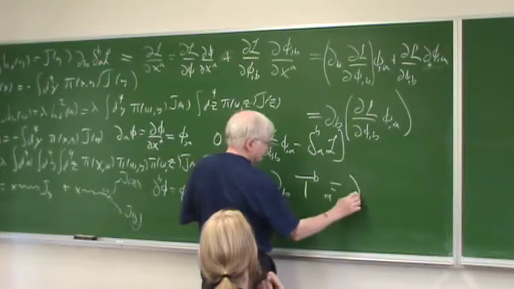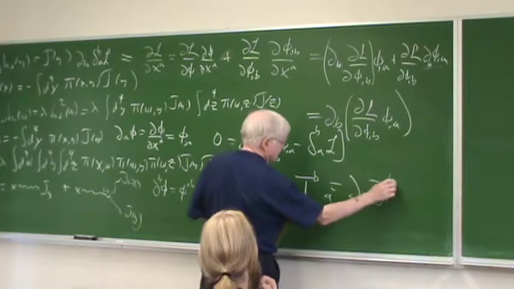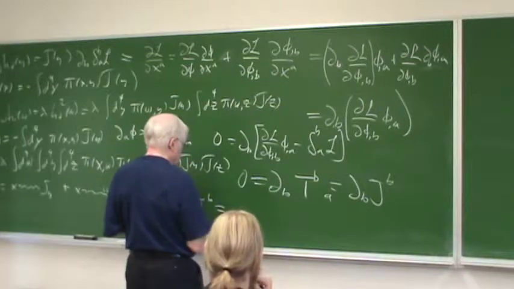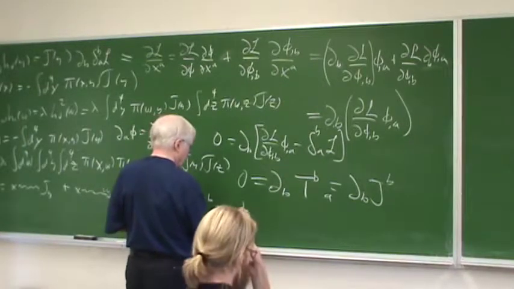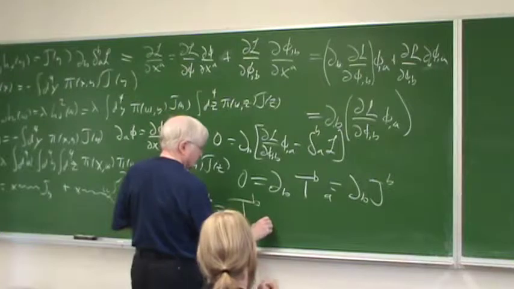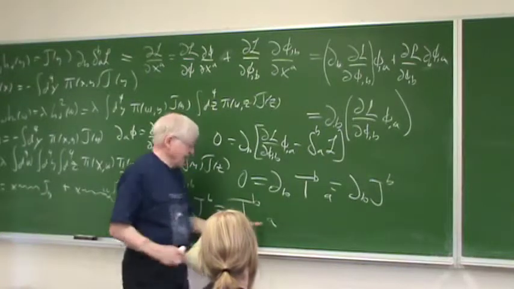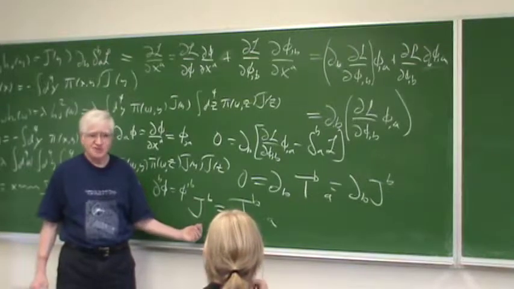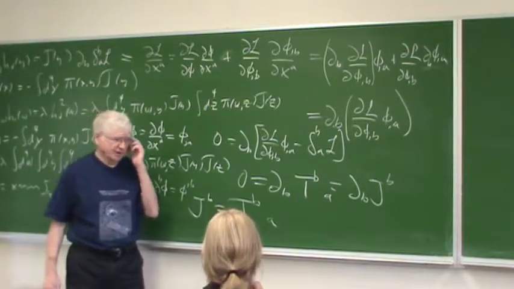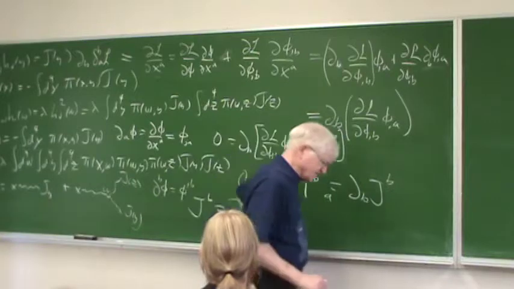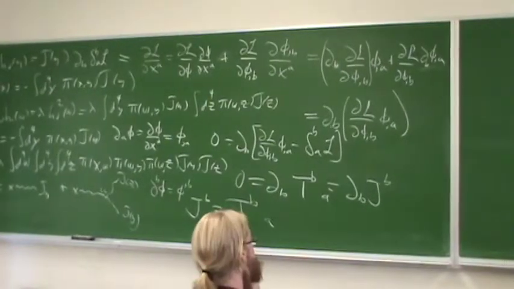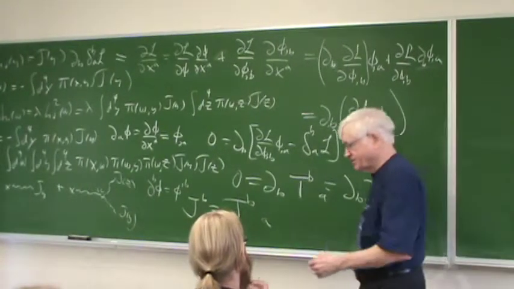We call this dB, JB, and JB is the current, a conserved current, TBA. A takes on 4 values, so there are 4 conserved currents. These are the energy momentum currents. Okay. So that's how we did things for the translations.